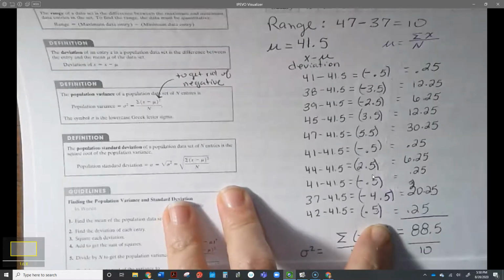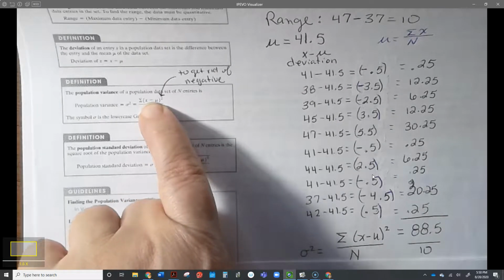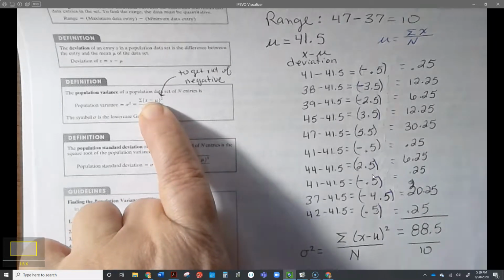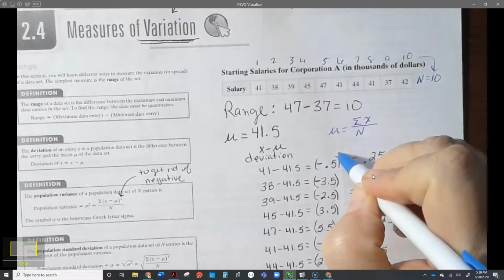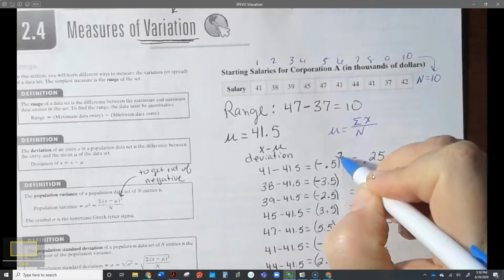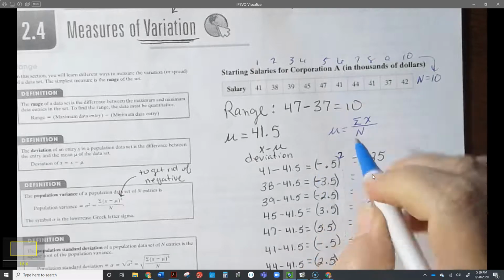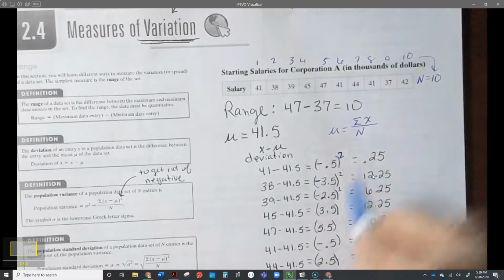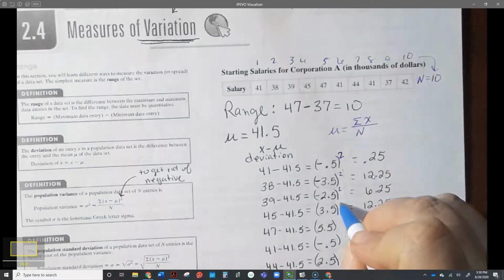So someone smarter than me came up with a way that we can add the differences without having to worry about the negatives. And so what they do is they take these differences and they square them. Because what happens when you multiply a negative number times a negative number? You get a positive number. And what happens when you multiply a positive number times a positive number? You still get a positive number.